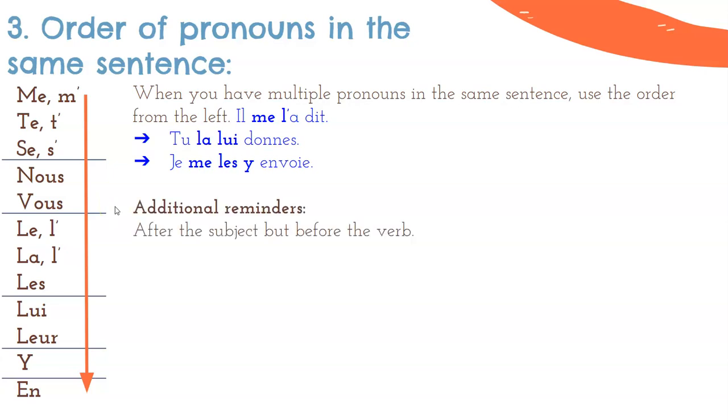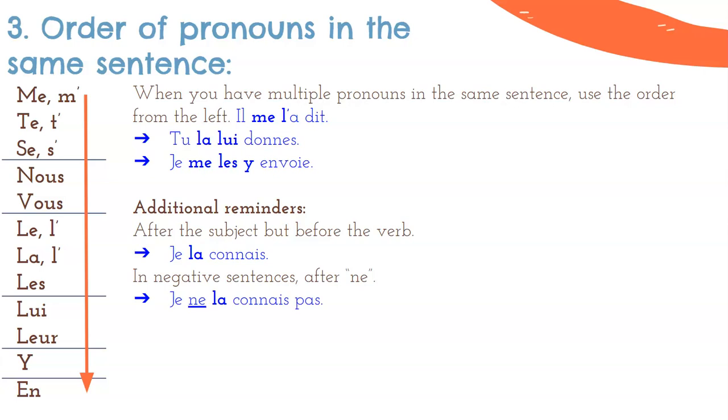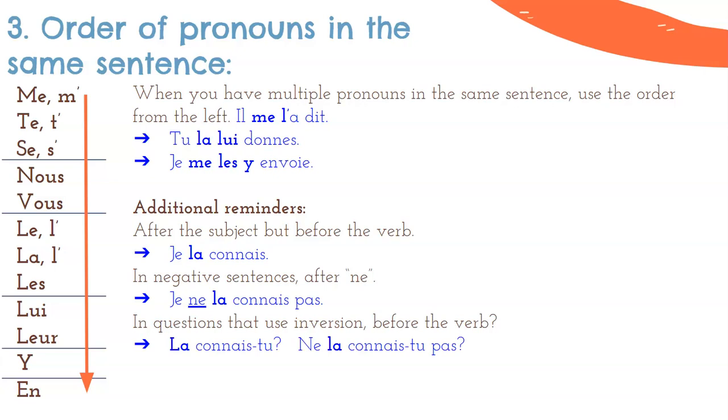A couple of additional reminders. Your pronouns are always going to go after the subject but before the verb. For example, je la connais, and in negative sentences, it'll go after ne. So, je ne la connais pas. Those rules still apply even if you have multiple. Right? In questions that use inversion, you're going to go before the verb. So, la connais-tu, ne la connais-tu pas.